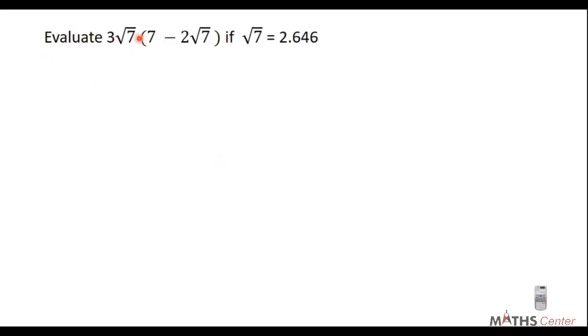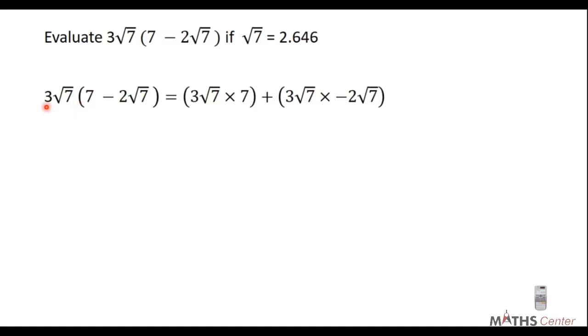We have 3 root 7 into bracket 7 minus 2 root 7. So you first do the multiplication, then you move on. So we have 3 root 7 multiply 7, as we have here. So 3 root 7 times 7. Then plus, what is outside the bracket is 3 root 7. What's inside the bracket is minus 2 root 7. So we have 3 root 7 times 7 in one bracket, then plus 3 root 7 times minus 2 root 7 in the other bracket. 3 root 7 times 7 will give us 21 root 7. You should be conversant with this by now.